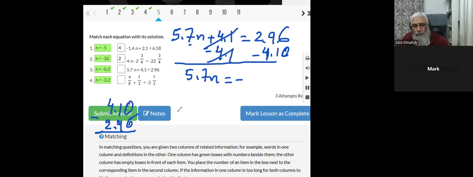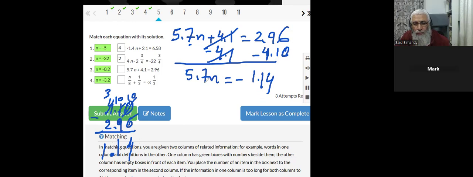10 minus 6 is 4. 10 minus 9 is 1. And 3 minus 2 is 1. So it is 1.14. Now, what do we need to do?